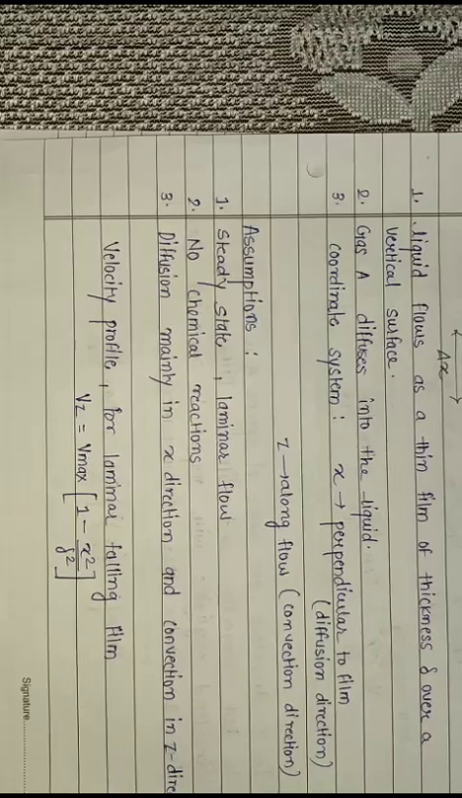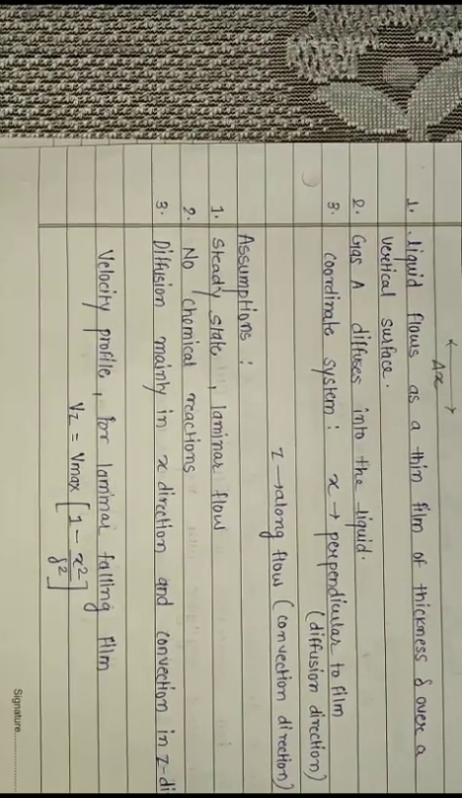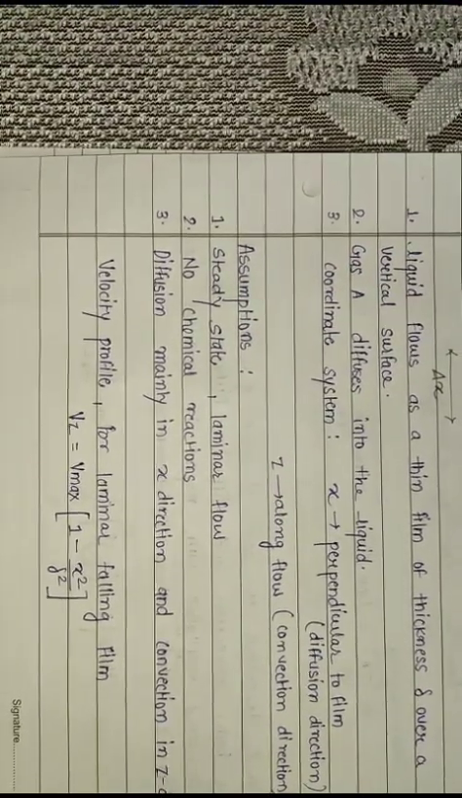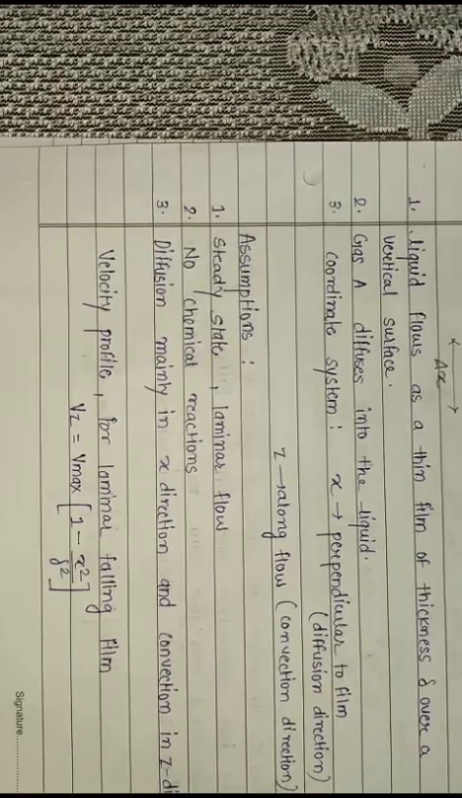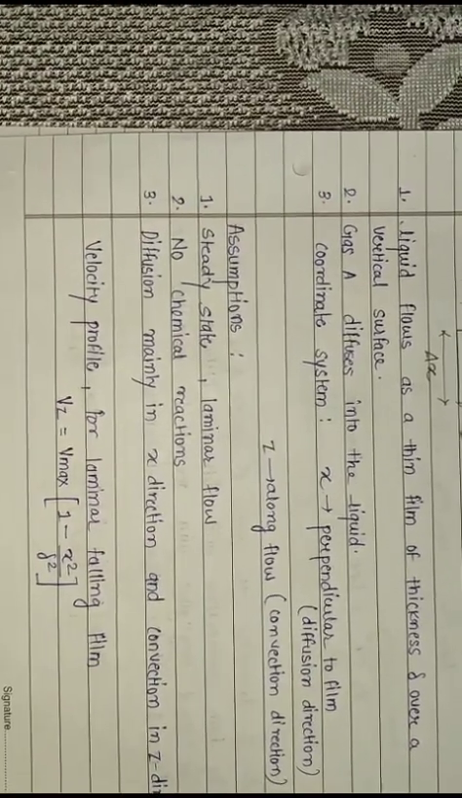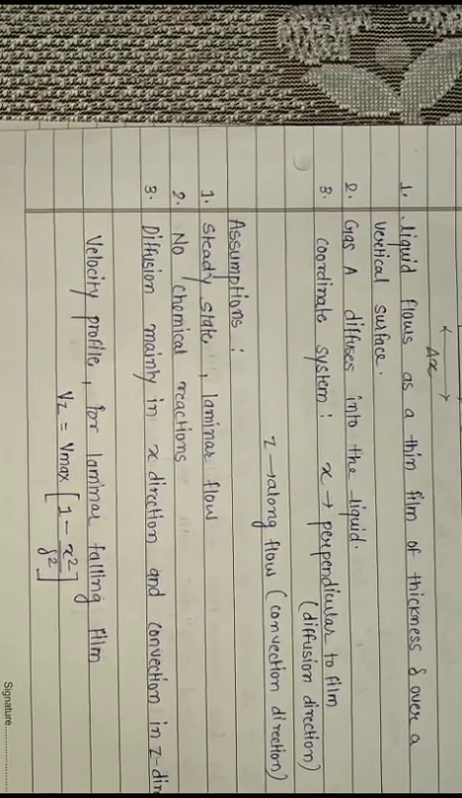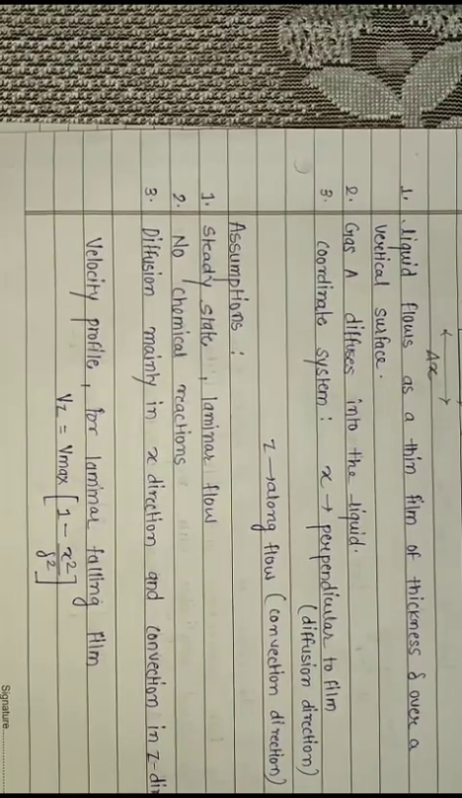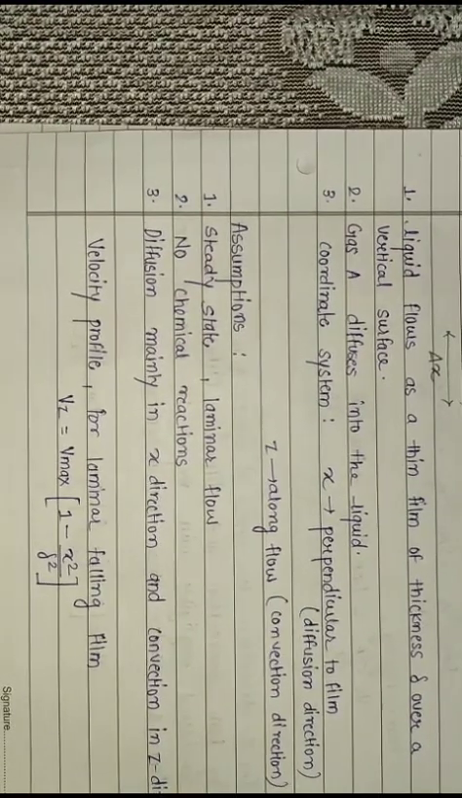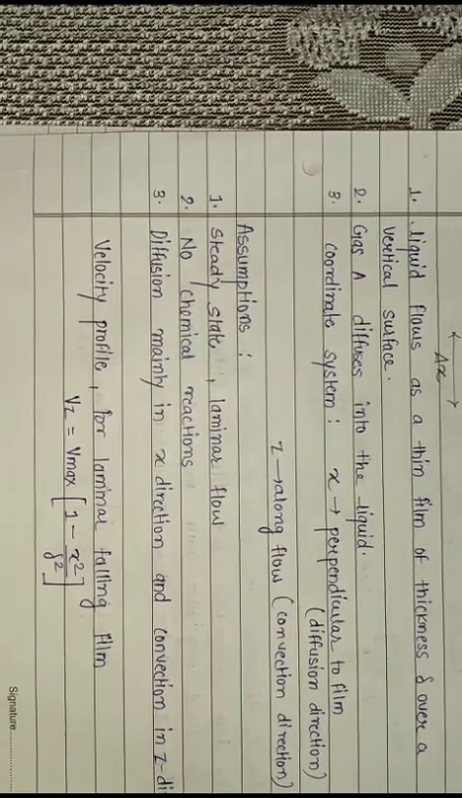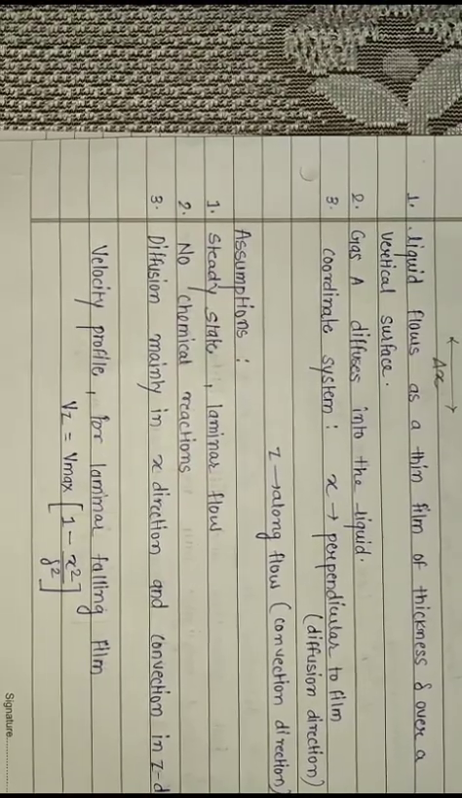The velocity profile of the liquid film is parabolic and is given by Vz equal to Vmax into 1 minus x square by delta square. This expression shows that velocity is maximum at the free surface and 0 at the wall.